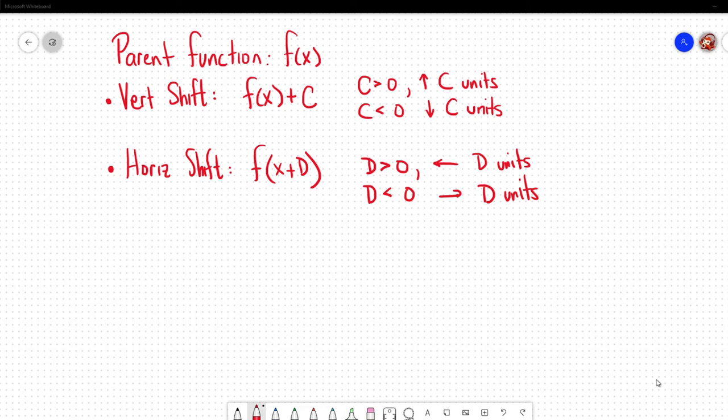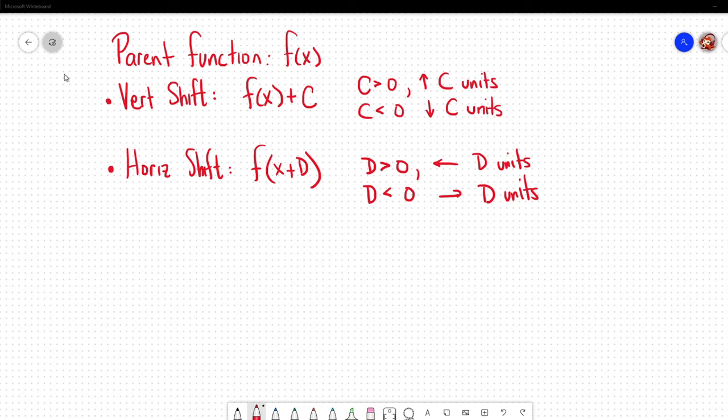So to just summarize what we saw in that video, when we add outside of the parent function, you see here vertical shift of f of x plus c. So we see that we're adding the constant outside of the function. When that value is a positive, that's going to make the graph move up. When that value is a negative, it's going to make the graph move down.